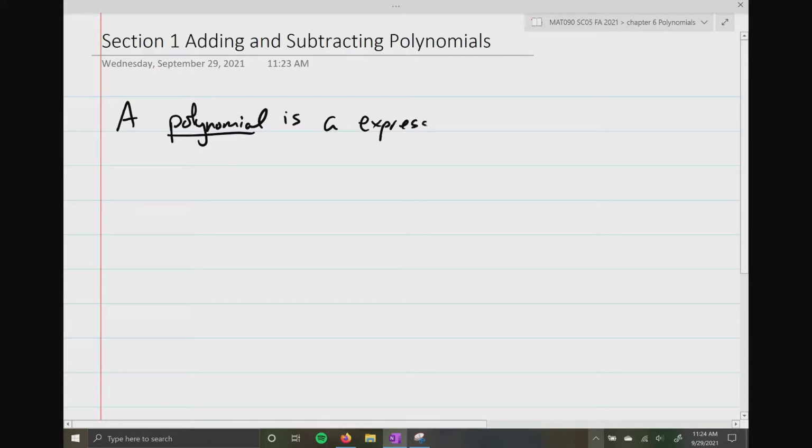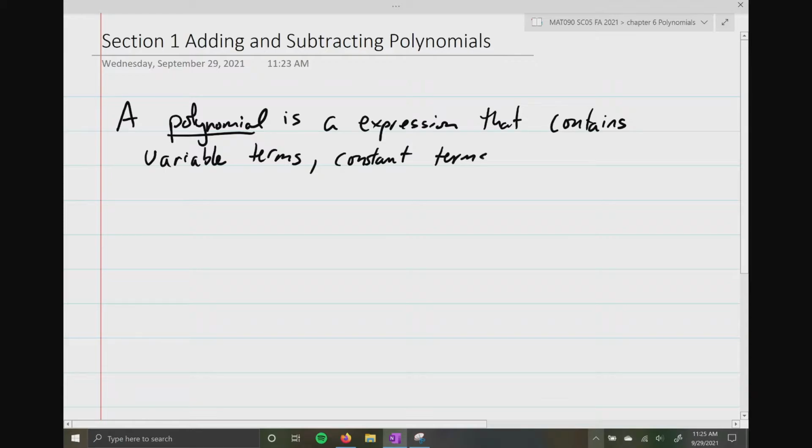It's an expression that contains variable terms, constant terms, and math operations like add, subtract, multiply, and divide. Okay?